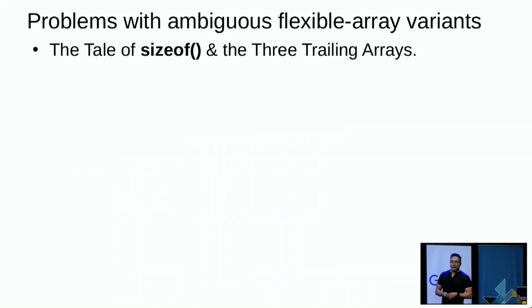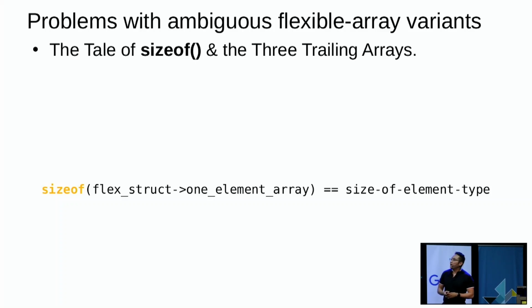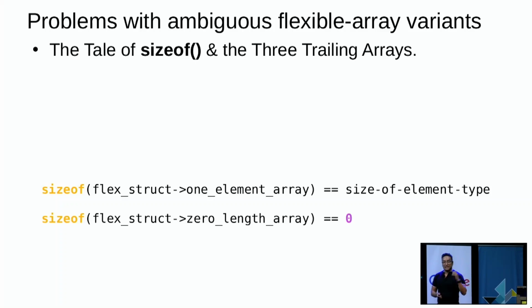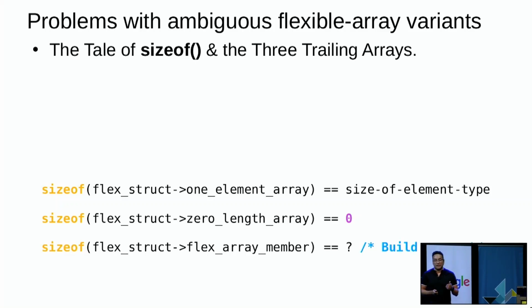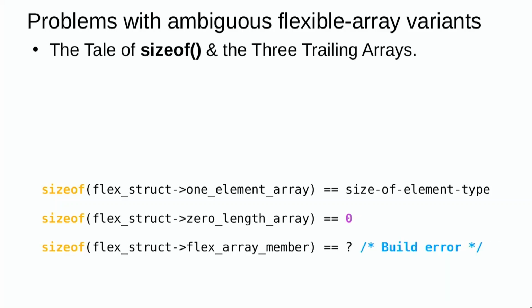Okay, let's see what the result is if we apply sizeof to one-element arrays. We are going to get the size of that one element. If we apply sizeof to a zero-length array, of course, we are going to get 0, because it's basically a size 0. A flexible array member is an object of incomplete type. Let's remember that part of the type of an object in the C language is its size. So in the case of a flexible array member, it lacks a size, so sizeof is basically a build error.